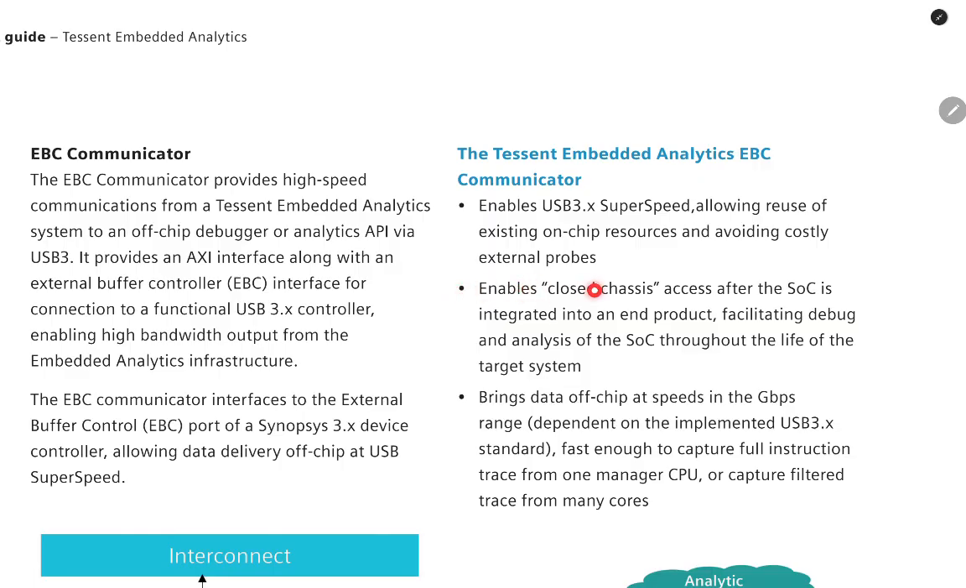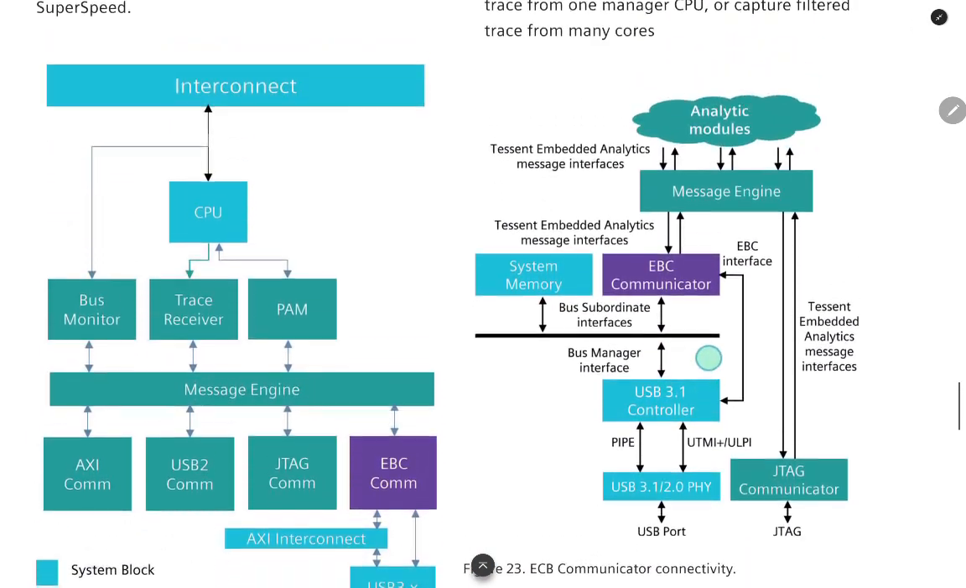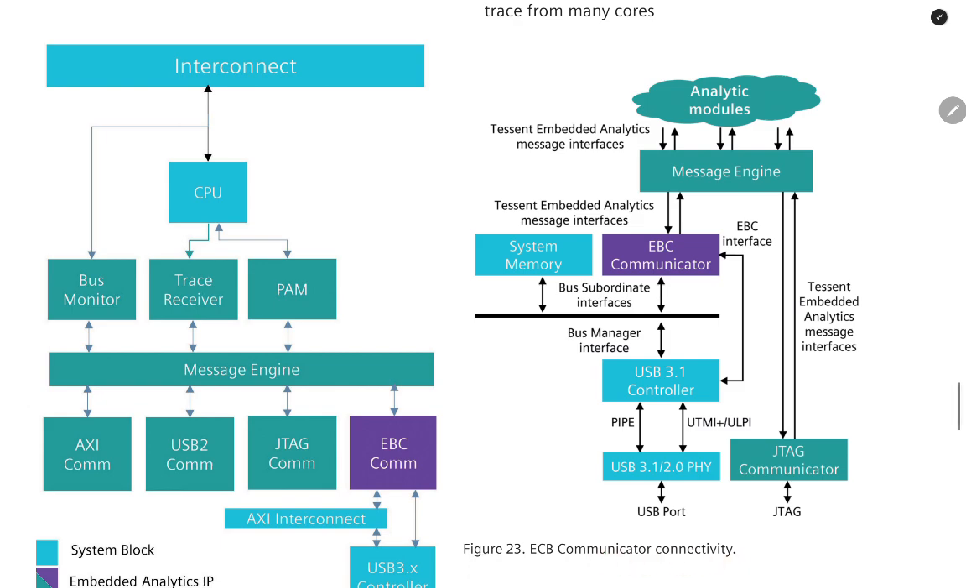It enables closed chassis access after the SoC is integrated into an end product, facilitating the debug and analysis of the SoC throughout the life of the target system. It brings data off chip at speeds in the gigabit per second range, independent of the implemented USB 3.0 standard, fast enough to capture the full instruction trace from the main CPU, or capture filtered trace from many cores. Figure 23, EBC communicator connectivity.